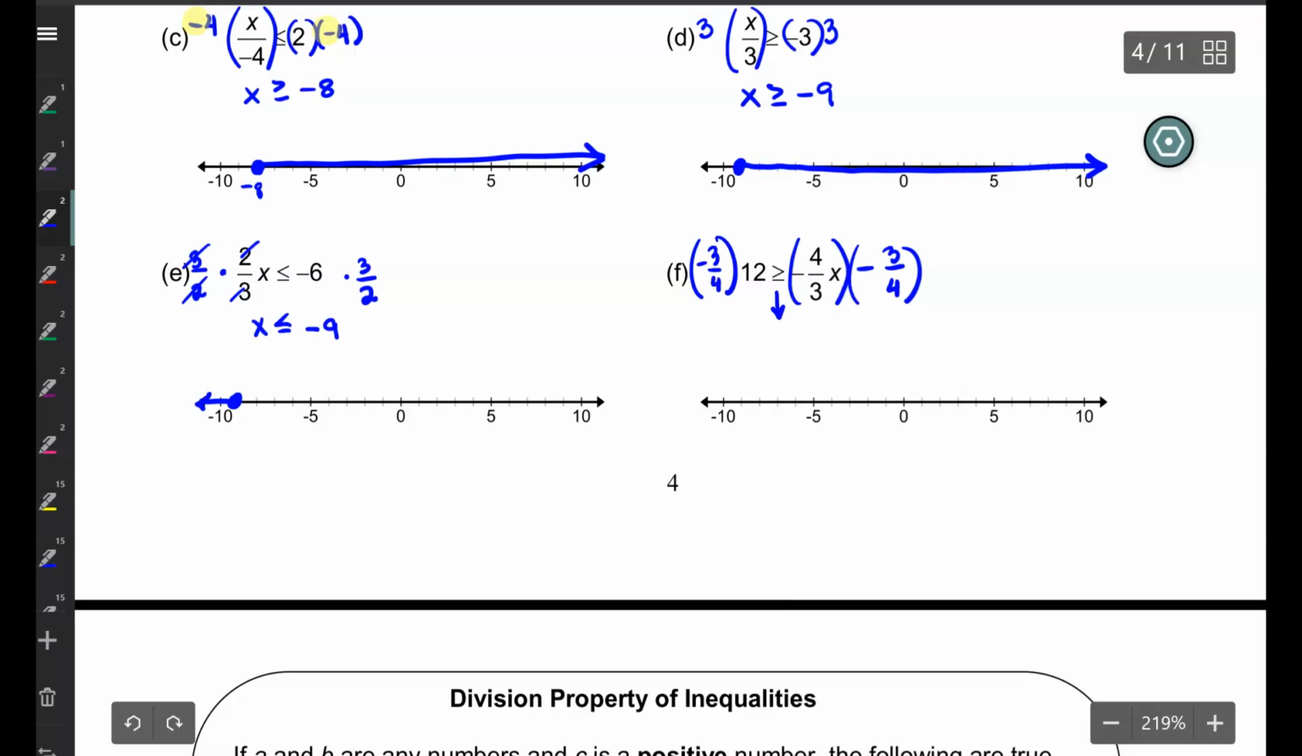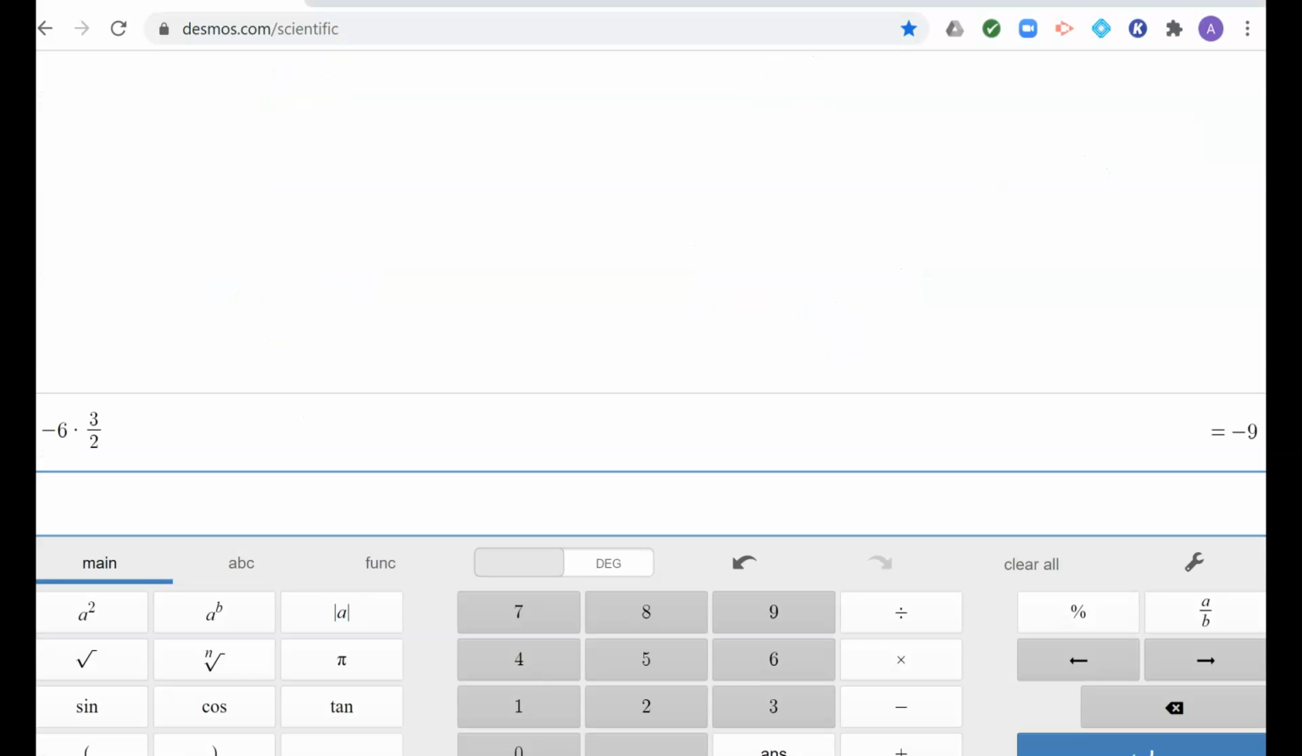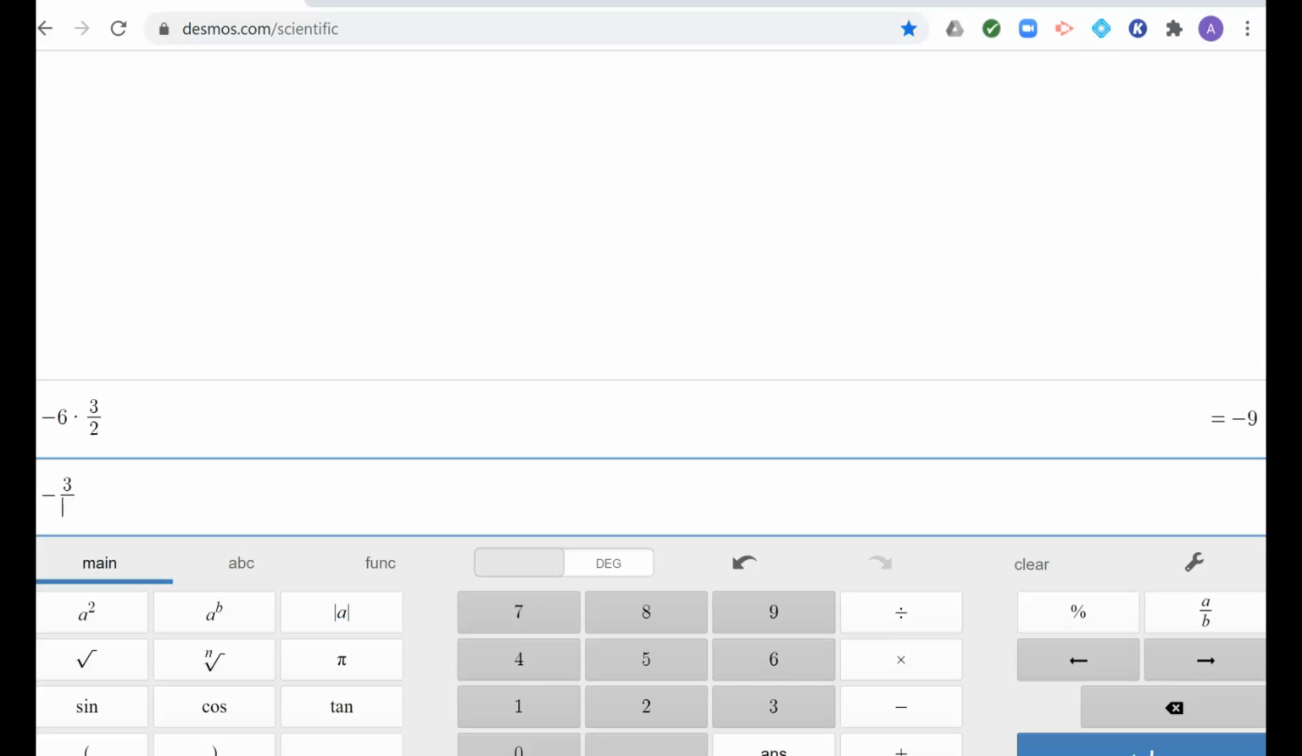That means that symbol is going to switch. So let's see, -3/4 times 12. Don't forget, if you're using the Desmos app, you want to make sure you use your arrows to multiply, but you don't want to get the multiplication in the denominator.